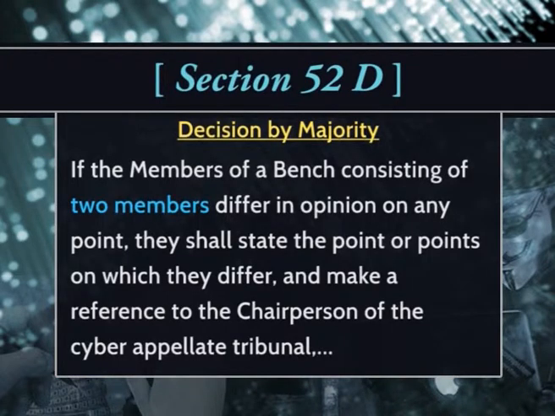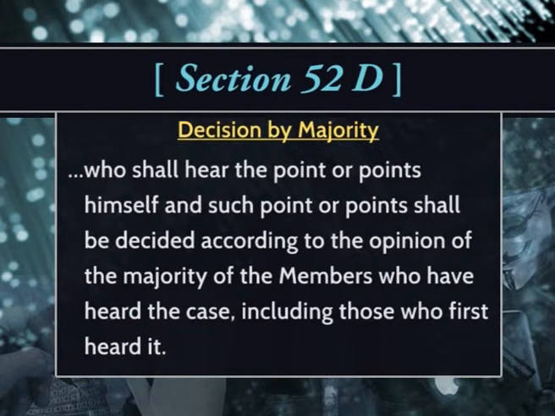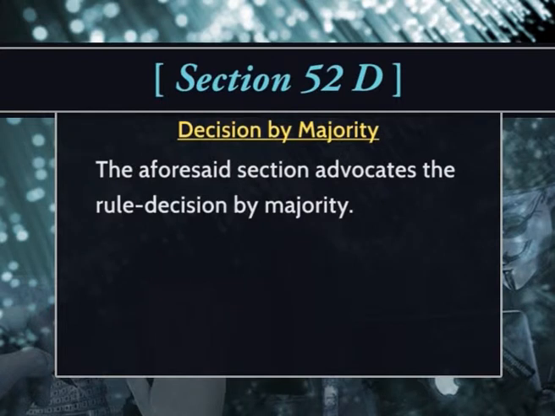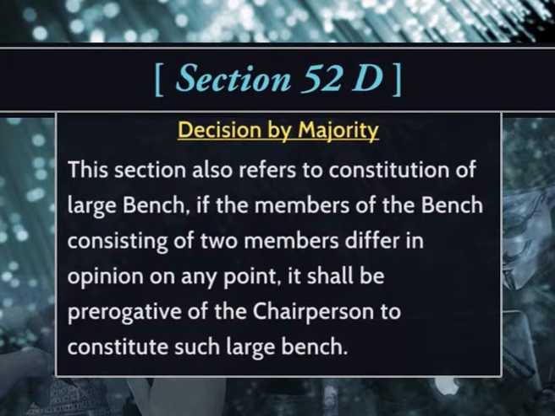If the members of a bench consisting of two members differ in opinion on any point, they shall state the point or points on which they differ and make a reference to the chairperson of the Cyber Appellate Tribunal, who shall hear the point or points himself, and such point or points shall be decided according to the opinion of the majority of the members who have heard the case, including those who first heard it. The first section advocates the rule of decision by majority. This section also refers to constitution of a larger bench.